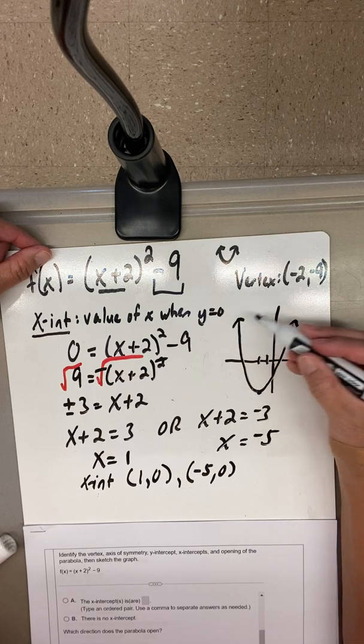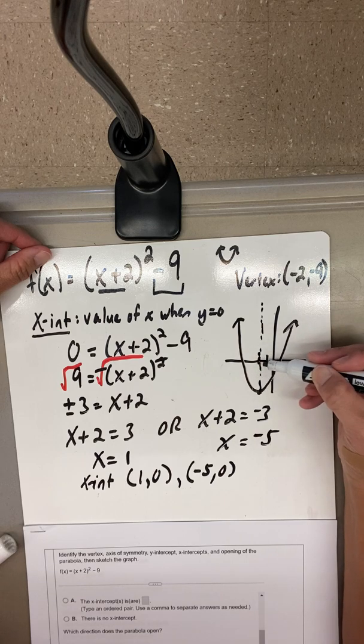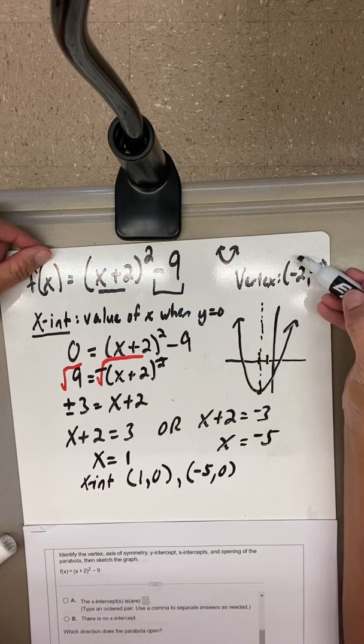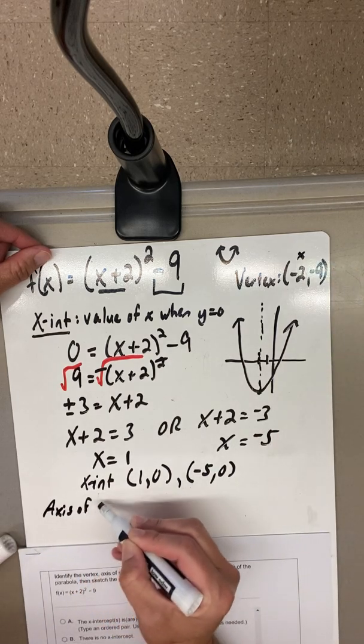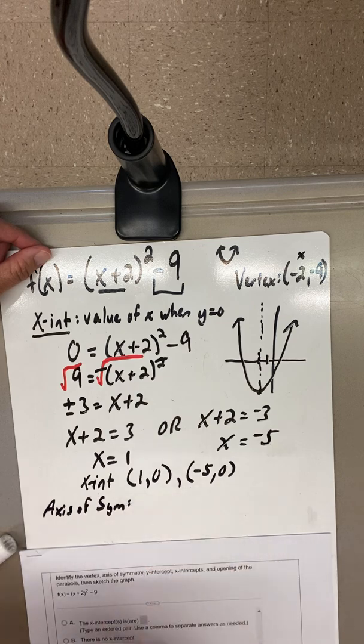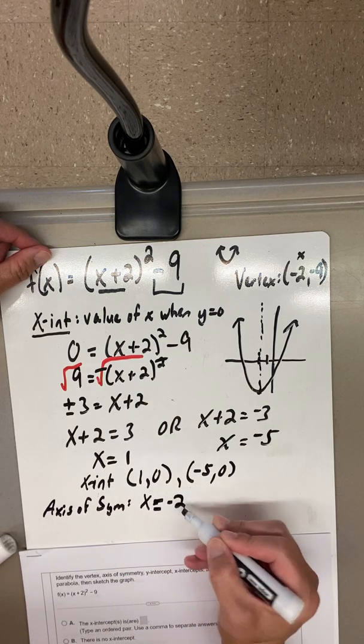We just graphed it on the calculator. So the axis of symmetry is this vertical line right here. Well, what does x equal right there? X equaled -2. It's the x value of the vertex. You can remember that. The axis of symmetry is always x equals whatever the x value of the vertex was, and here it was -2.